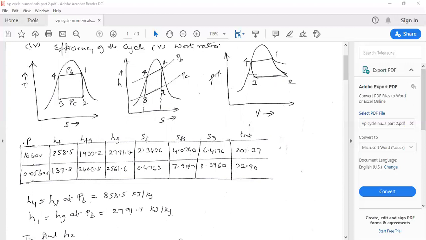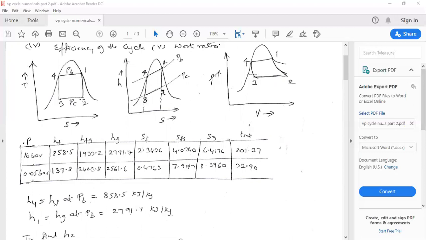Can you find the H2 point directly? No, because this point 2 lies in the wet region of the steam. It is not on the dry saturated line or the saturated liquid line. It is in the wet region. So how to find H2? H2 is nothing but HF2 plus X2 into HFG2. How to find X2? X2 is the dryness fraction of the steam at point 2.